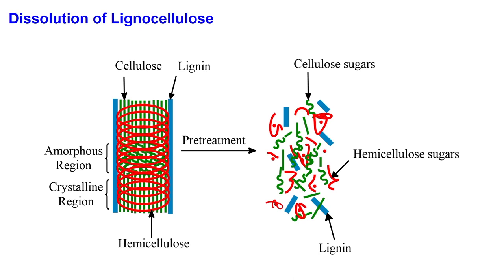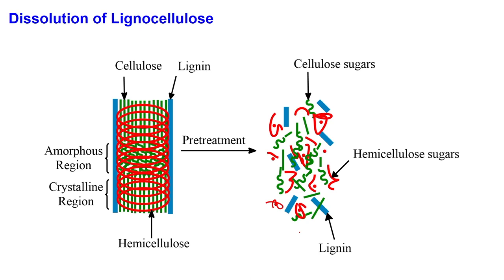So the dissolution of lignocellulose, which I just described in the previous slide: see these are hemicellulose, packed in random directions. These are lignin, which is strongly bonded with the plant wall, and the green ones you see are the cellulose, which is crystalline. When you do a pretreatment, they break away. The cellulose sugars are coming out here. You see the hemicellulose coming out, the red ones are broken up.